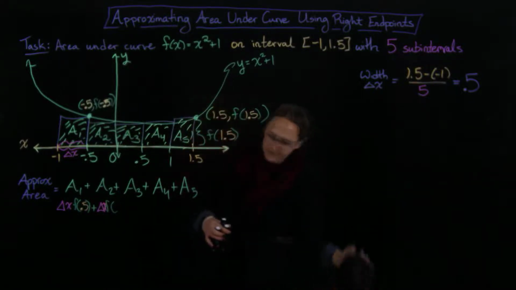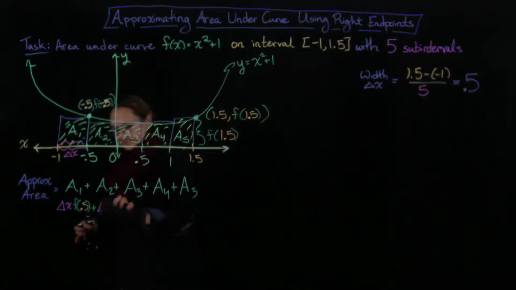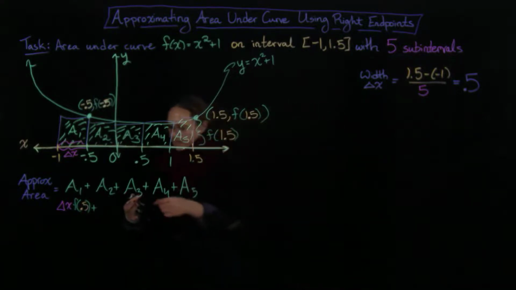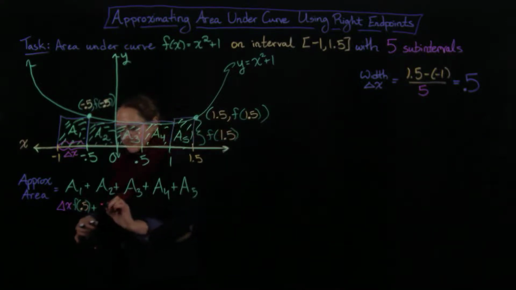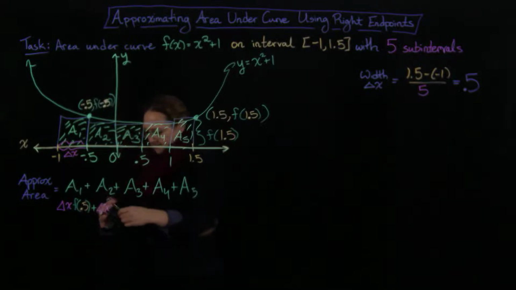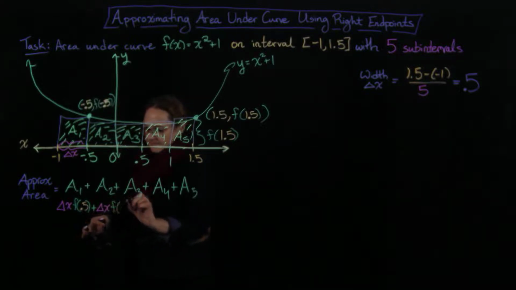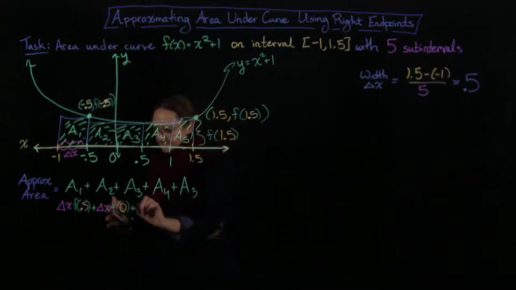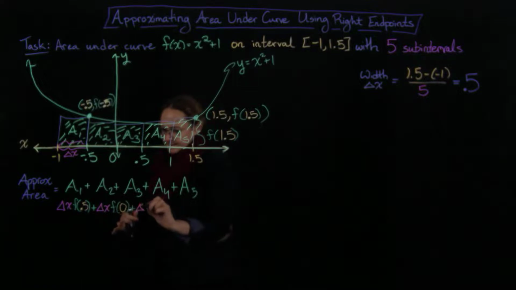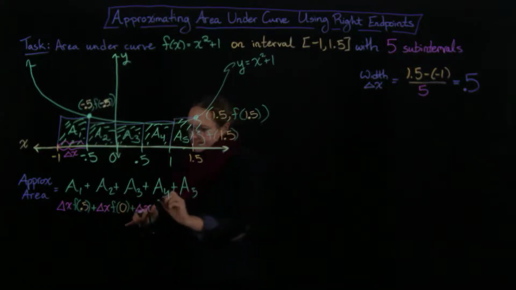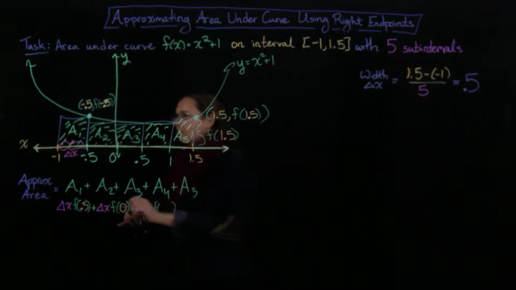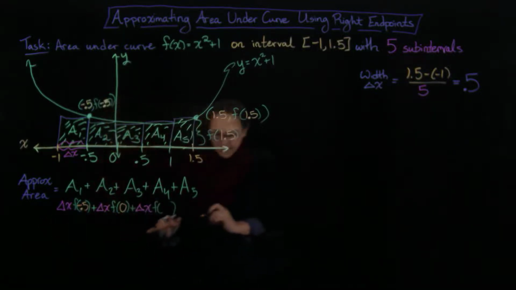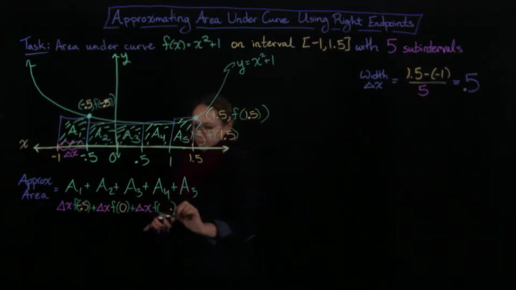That's really difficult to see. It's worth reaching over and getting something to clean that. So I have delta x times f of 0 plus delta x times f of minus 0.5. Oh, this should be a minus 0.5. Did I write 0.5? I wanted minus 0.5 there. And then this should be f of 0.5.